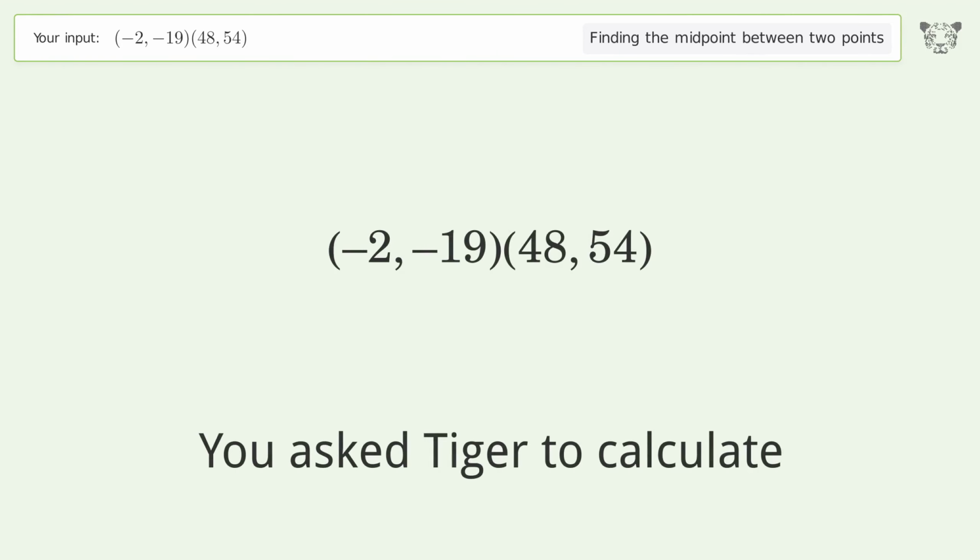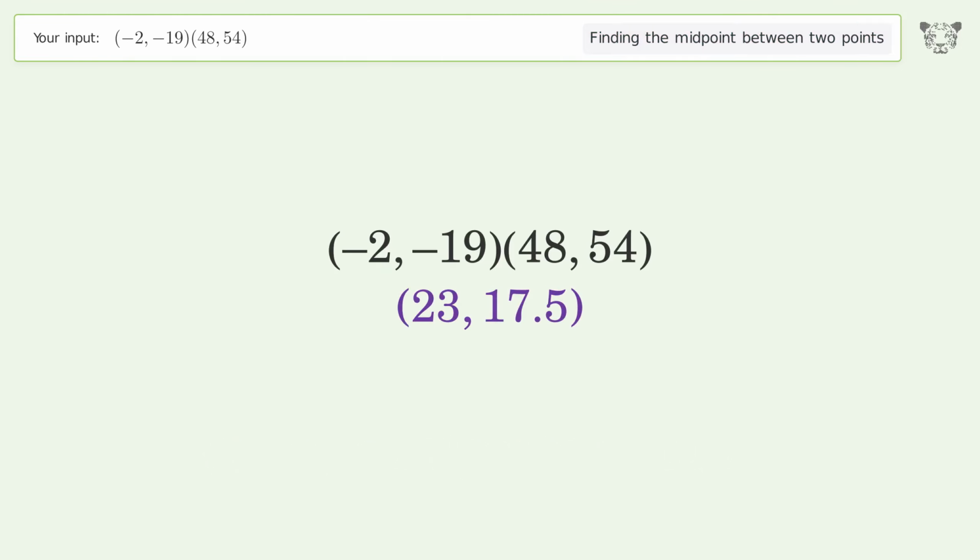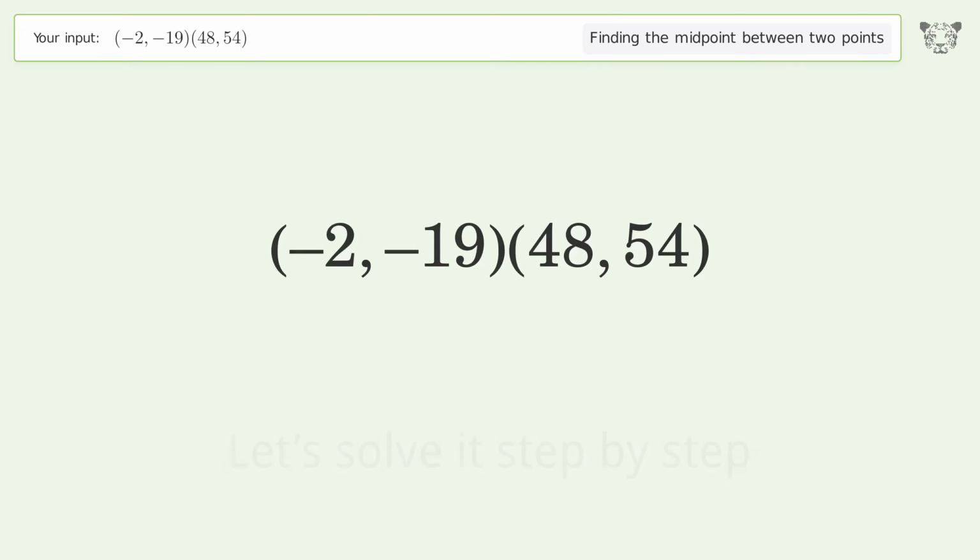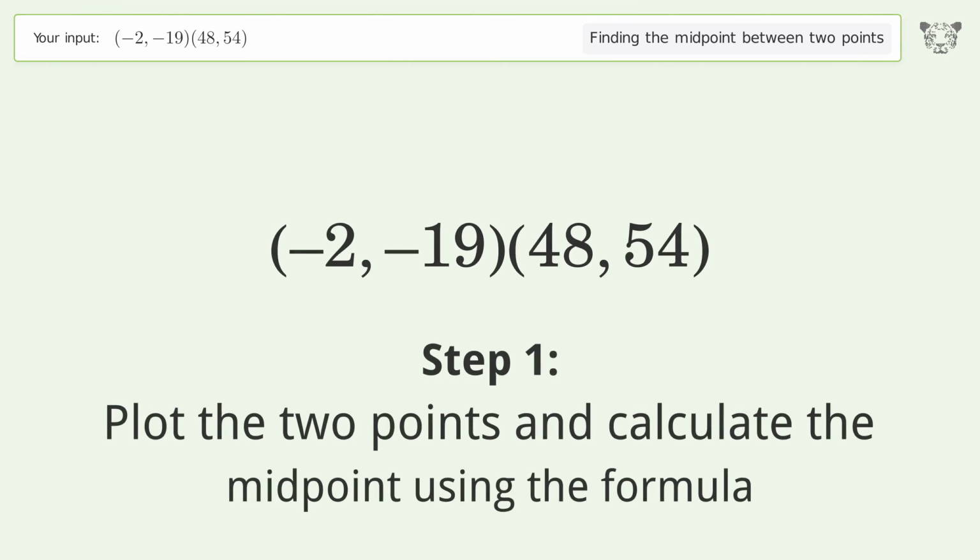You ask Tiger to calculate. This deals with finding the midpoint between 2 points. The midpoint between the 2 points is 23, 17.5. Let's solve it step by step. Plot the 2 points and calculate the midpoint using the formula.